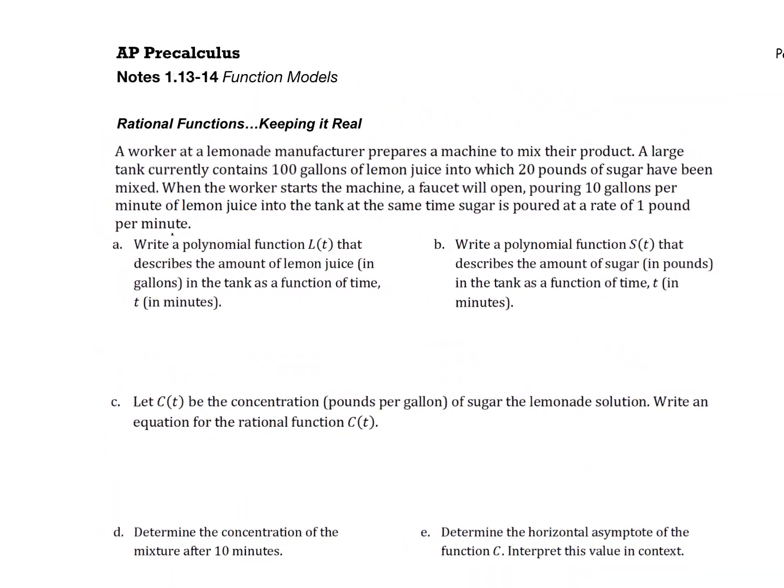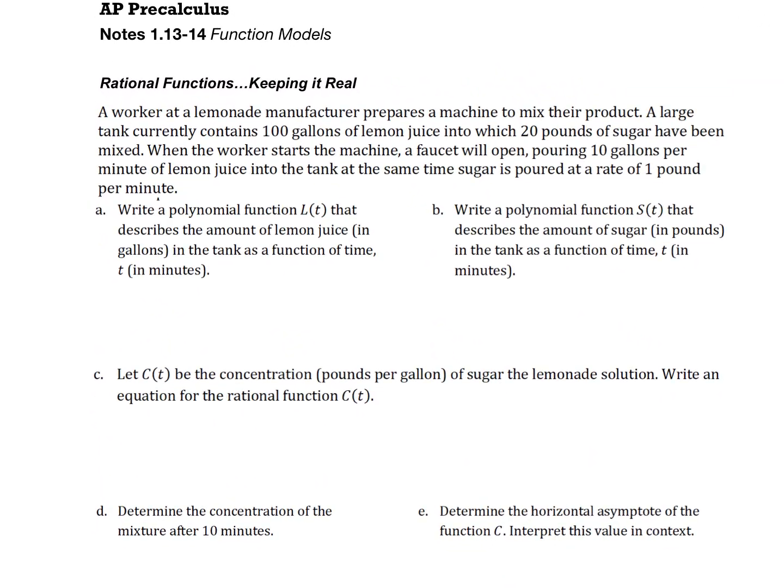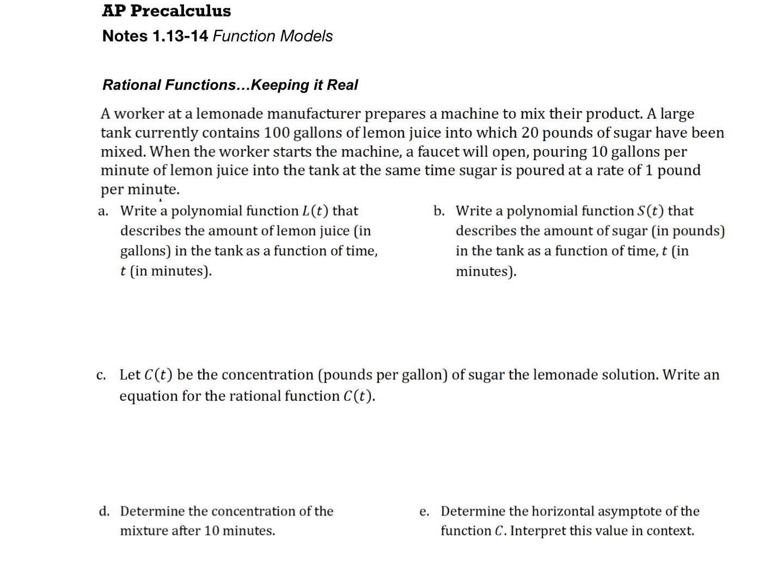So let's take a look at this one. I'm going to kind of step you through this process a little bit. Okay. So a worker at a lemonade manufacturer prepares a machine to mix their product. A large tank currently contains 100 gallons of lemon juice into which 20 pounds of sugar have been mixed. When the worker starts the machine, a faucet will open, pouring 10 gallons per minute of lemon juice into the tank. At the same time, sugar is poured at a rate of 1 pound per minute. Okay, so we're putting lemon juice and sugar in there all at the same time.